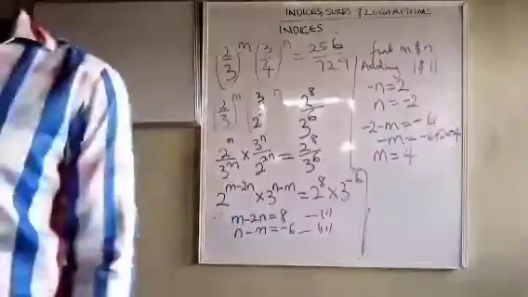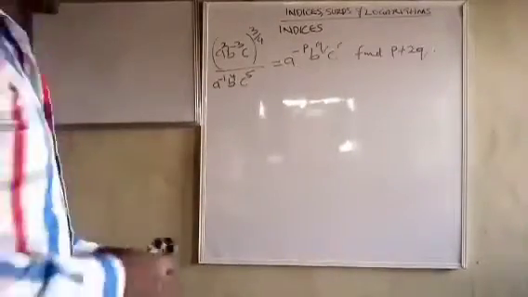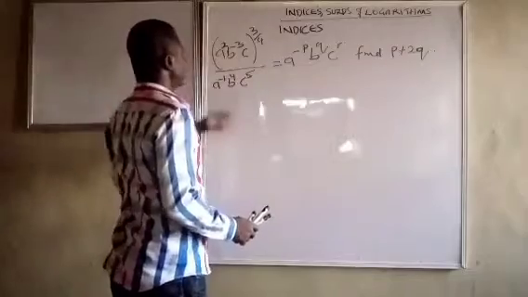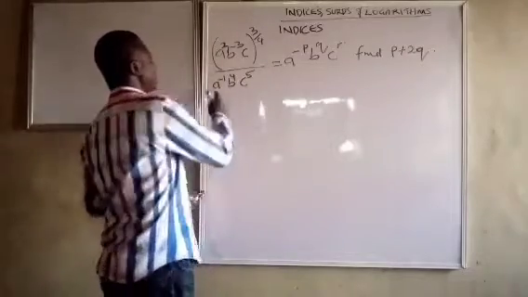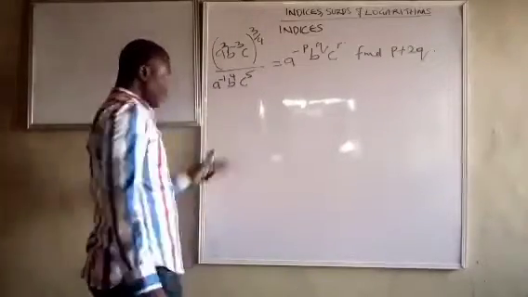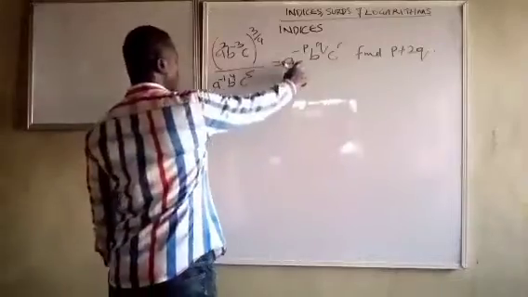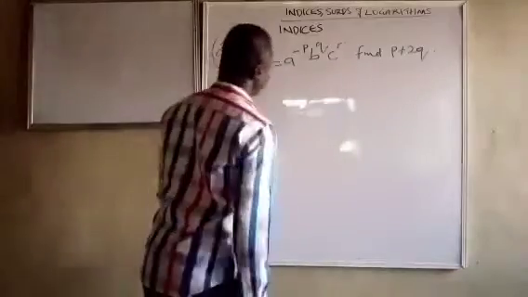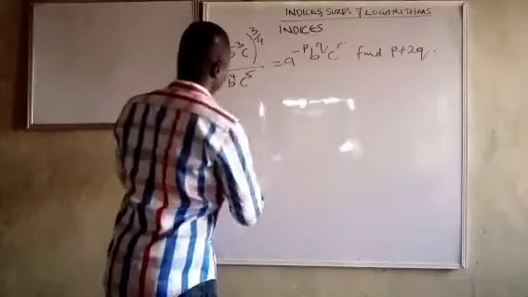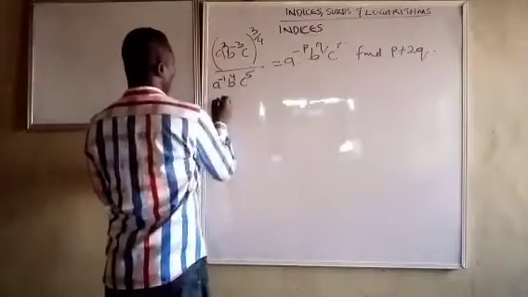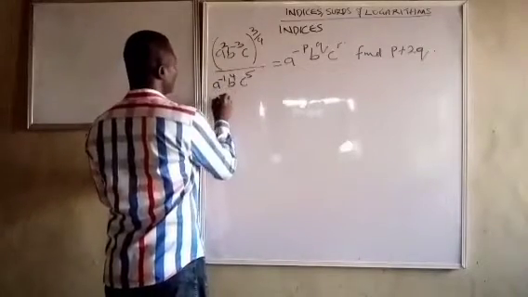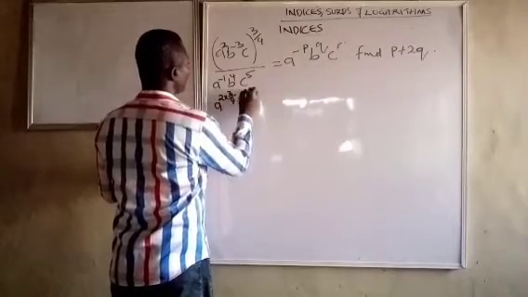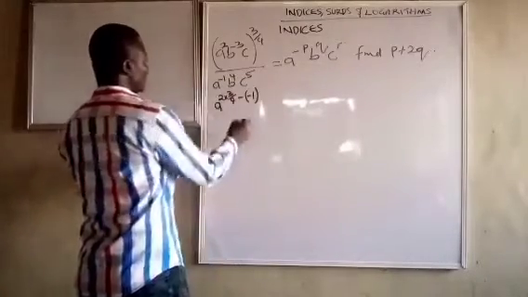Let's do one more. Now we have a question. A squared 2 raised to power minus 3 times c all raised to power 3 over 4 divided by a raised to power minus 1 3 raised to power 4 c raised to power 5 equals a raised to power minus p b raised to power q c raised to power r. We are now asked to find p plus 2q. What do we do? Straightforward. We just go a raised to power 2 times 3 over 4 minus 1. That's what we have here.